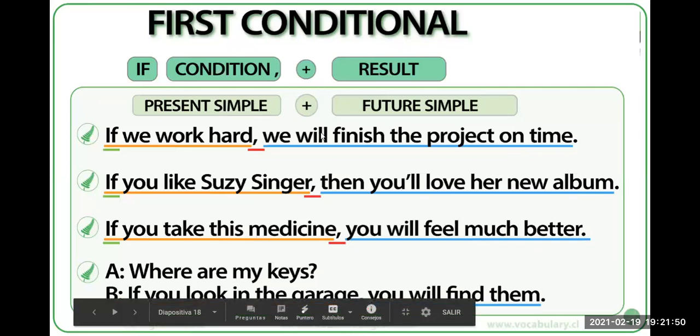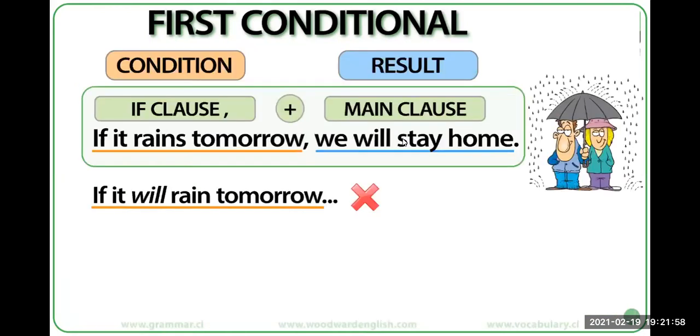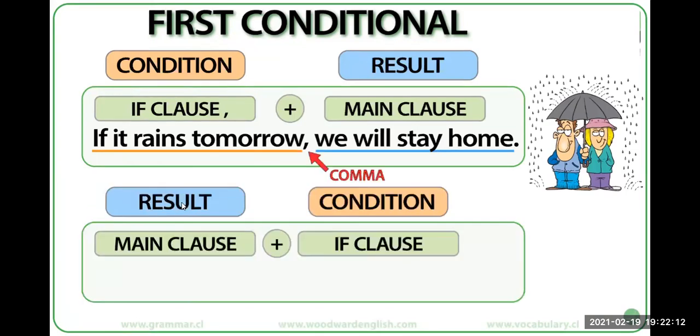¿Ok? So, you know, this is the difference between the zero and first. We use the future simple in the result. Okay? So, it says, if it rains tomorrow, we will stay at home. Como ya dijimos, no podríamos utilizar will en la condición, ¿cierto? So, we are going to try to change the position of these parts of the sentence, okay? Remember that in the zero conditional, we change the positions and we place the result first. We're going to do the same here, okay?